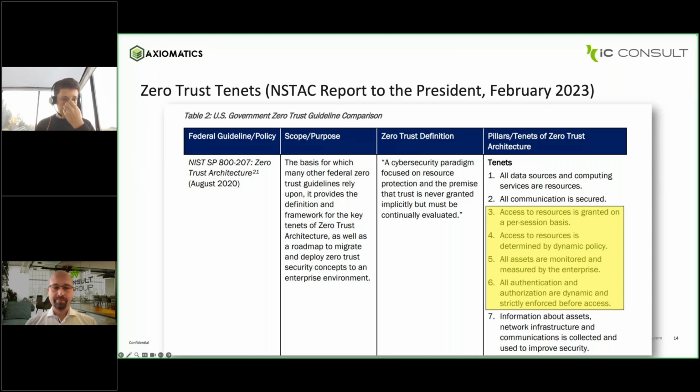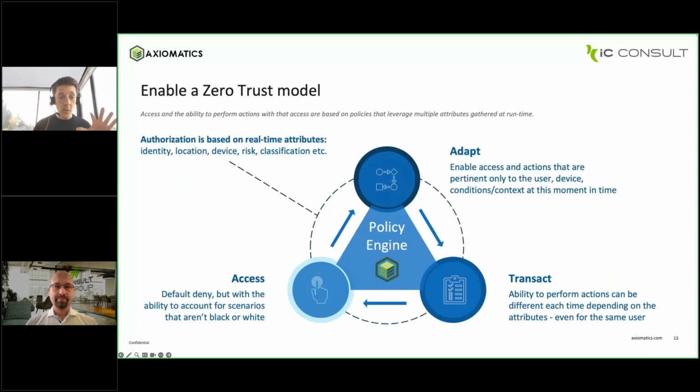So moving on, what does that mean for us, Axiomatics? We see how we can enable a zero trust model through 3 different parts, right? Number 1, access. So we have to have the policy enforcement point. We're going to check what the user wants to do, what they want to do it on. And like you said, Andre, there's a question of what is that PEP?